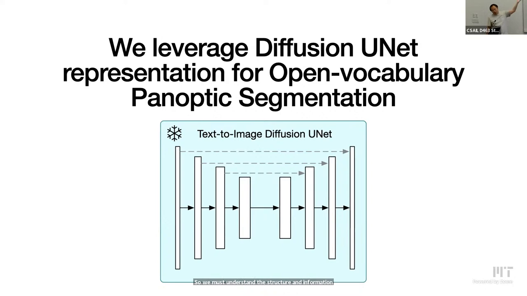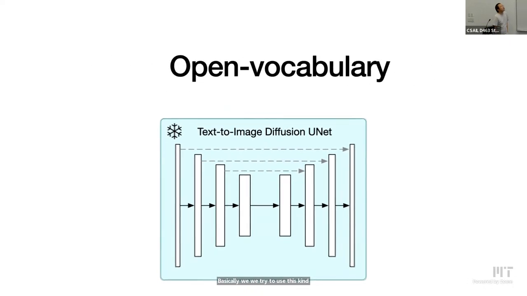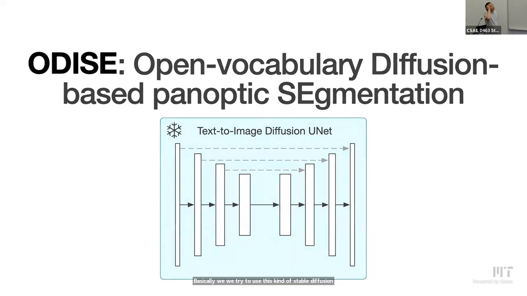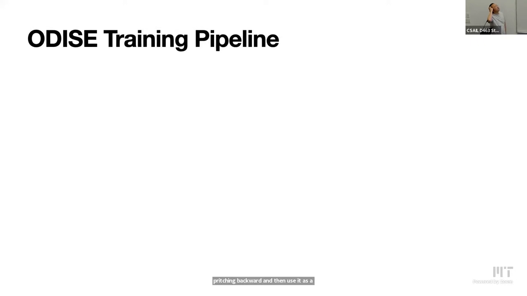So you can have very strong structural understanding inside these kinds of networks of features. Can it itself be served as a feature extractor? So essentially that's our contribution. Basically, we use this stable diffusion pre-trained network as the feature extractor in this pipeline.